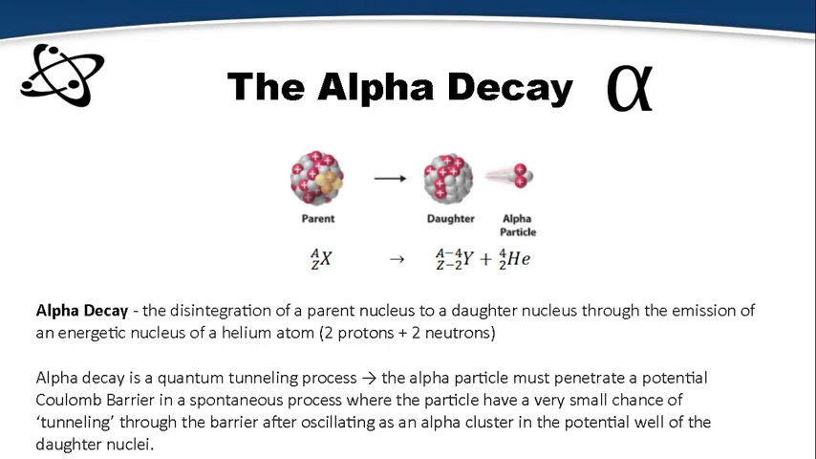Alpha decay is also a quantum tunneling process in that the alpha particle must penetrate through a potential Coulomb barrier in a spontaneous process, where the particle has a very small chance of tunneling through the barrier after oscillating as an alpha cluster in a potential well of the daughter nucleus.